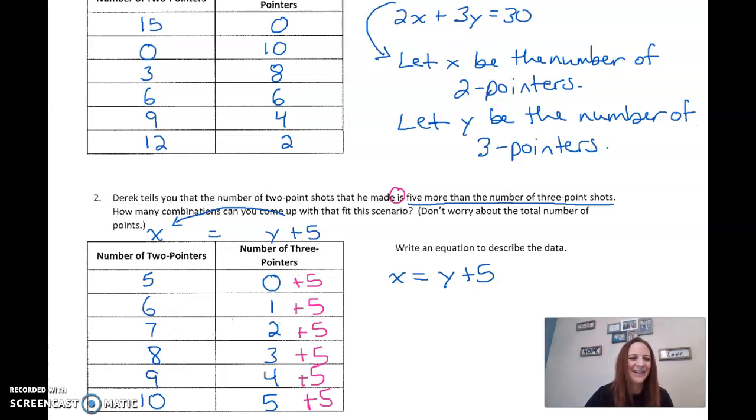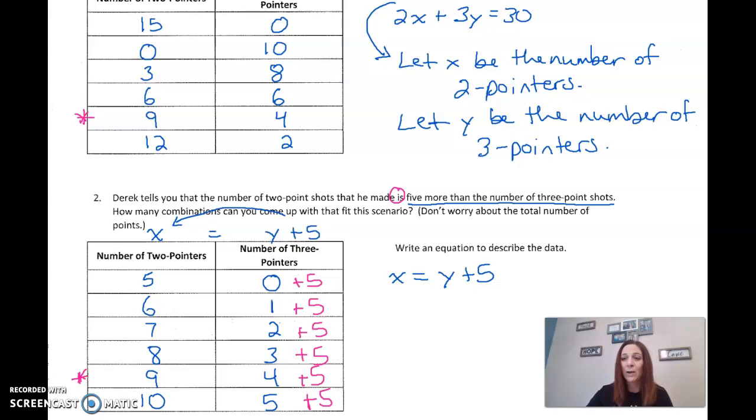Okay, so if I'm looking at these here, we know that these combinations give us 30 points, right? So we're looking for one where we can add 5 to our Y value and get our X value. So if I could add 5 to 0 to get 15, no. Add 5 to 10 to get 0, no. Add 5 to 8 to get 3, no. Add 5 to 6 to get 6, no. Can I go 4 plus 5 and get 9? Yes, I can. Okay, so if you look here on both of these charts, we have a combination of 9 and 4.